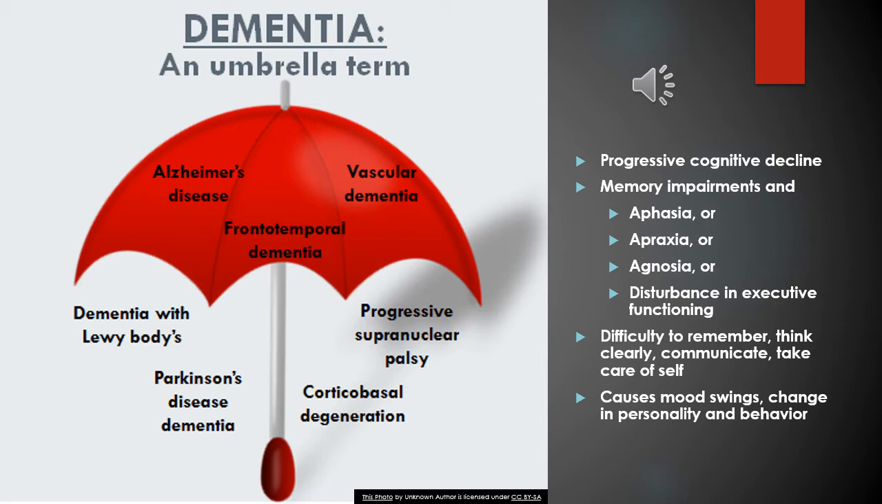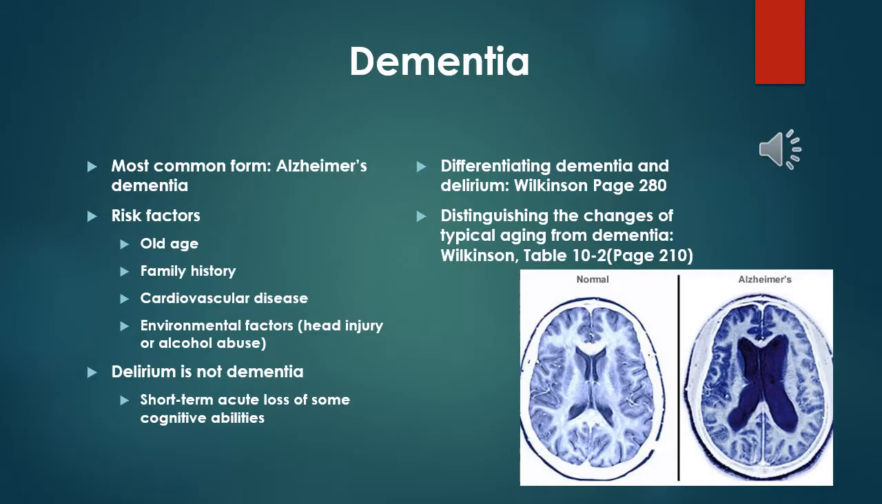It can cause mood swings, changes in personality or behaviors, which can be really difficult for the family members around them to cope with and still be supportive of someone who is suffering with dementia, with those mood swings and personality changes. So to further elaborate on dementia, the most common form of dementia is Alzheimer's dementia or Alzheimer's disease.